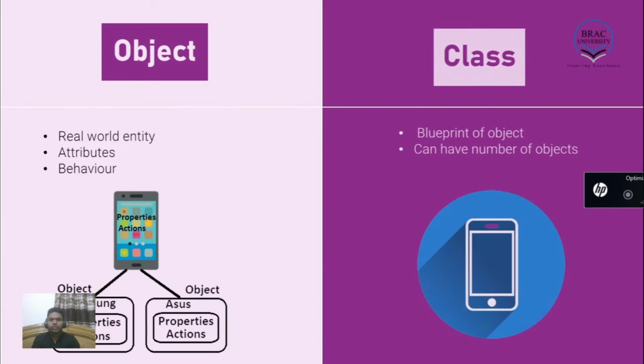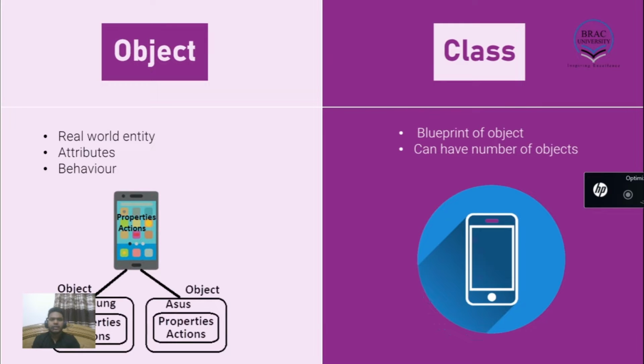So first of all, what is an object? An object is a real world entity which has its own attributes and behavior. Let me take an example. We all have cell phones. A cell phone has its own attributes and behavior. For example, a cell phone can take pictures, make mobile calls, be used for music playing, and for playing video games. So these are the behaviors of a cell phone object.